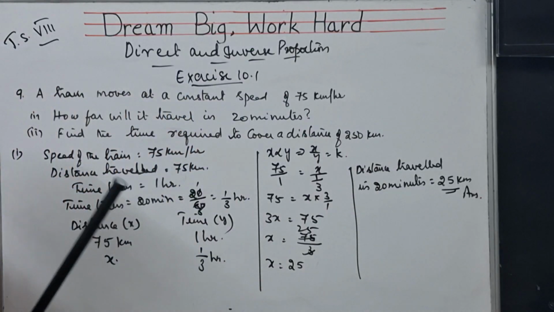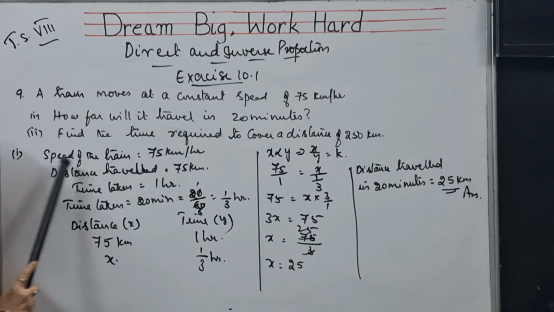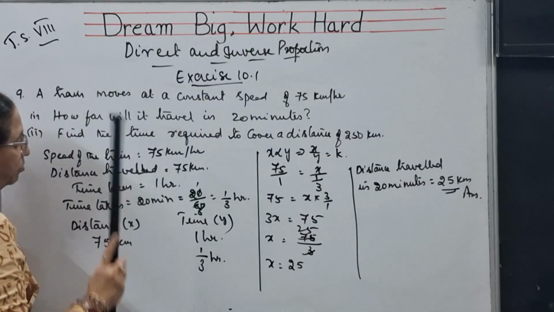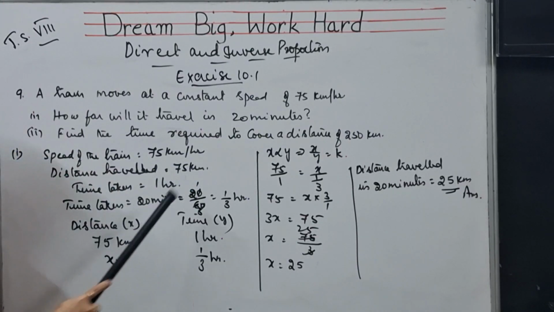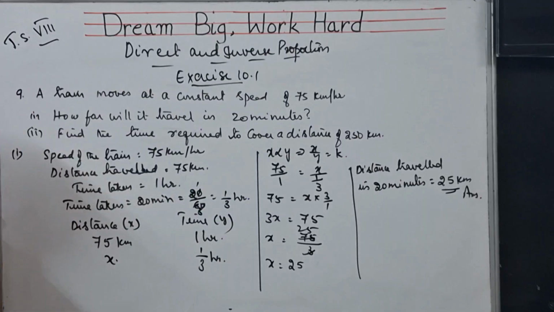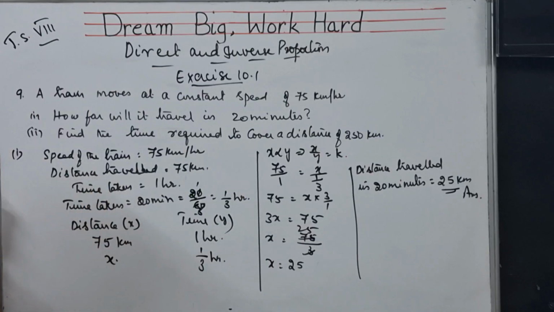So let us see. The train is moving at a constant speed. The speed is 75 kilometers. What do you mean by speed? Distance traveled by time taken. That means it has crossed 75 kilometers in 1 hour. First bit is, in 20 minutes how much distance has it traveled. So time taken 20 minutes, I have converted it into hours. Anyway, children, either you convert 20 minutes into hours or hours into minutes, you can get the same answer. So I have converted here minutes into hours. 20 by 60, that is 1 by 3 hours.